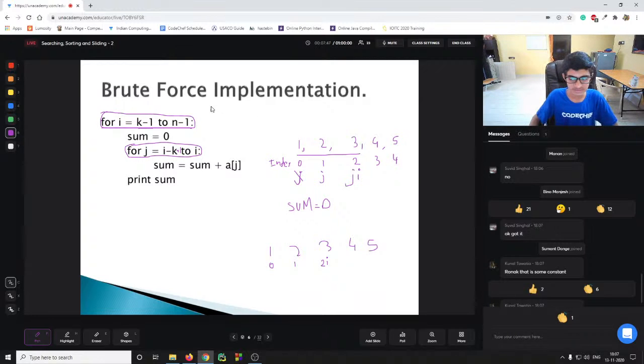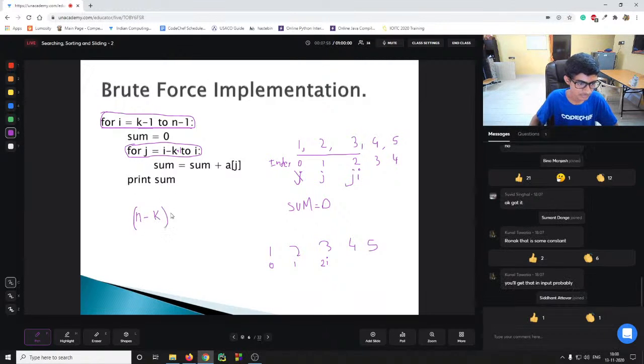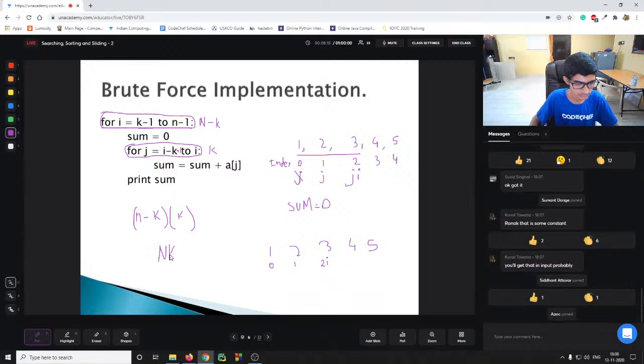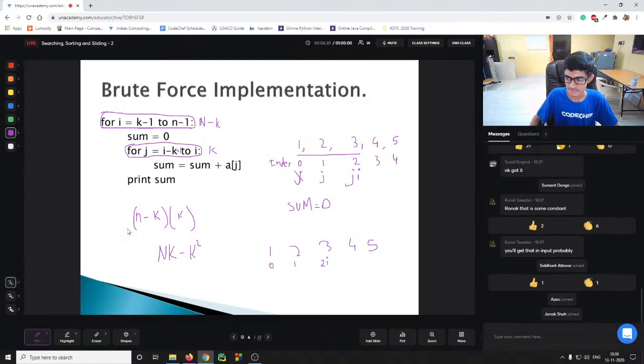So the total complexity of this brute force algorithm will be n minus k times, because we are iterating n minus k times in the first loop, and i minus k to i, so this is equal to k. So n minus k times k. So this is basically equal to nk minus k square, right? So did you all get how this complexity works?